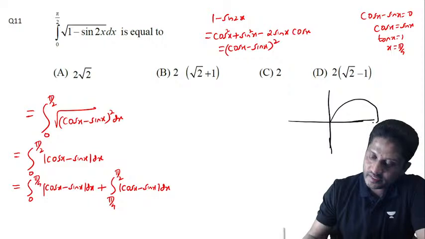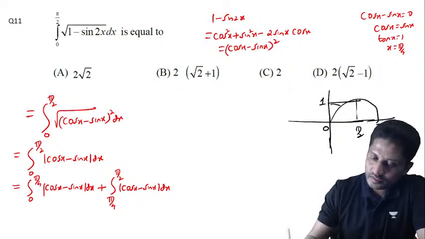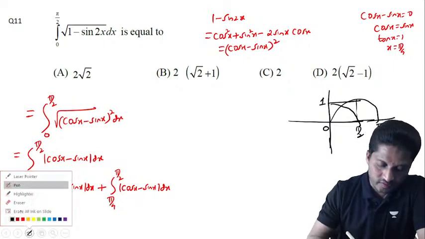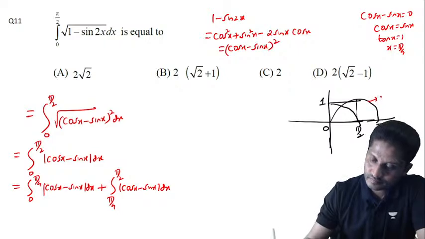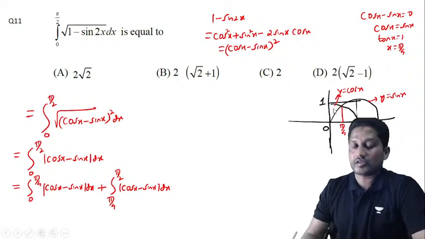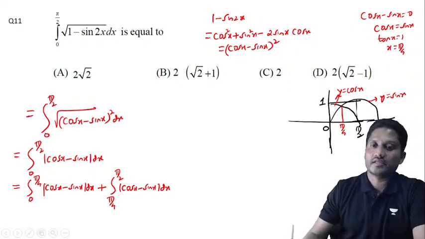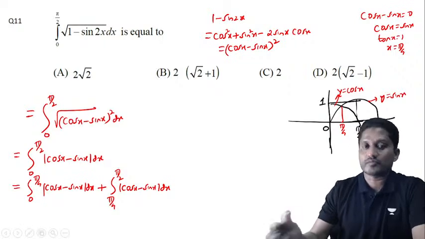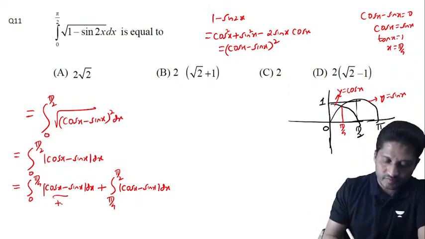This is the sine graph, right? This is 0 to pi. This is pi by 2, and sin 90 is 1. And this is the cos graph. This fellow is sine, and this fellow is cos. Sine and cos will cut at 45. From 0 to 45, cos is more than sine, and from pi by 4 to pi by 2, sine is more than cos. So this will be positive and this will be negative.